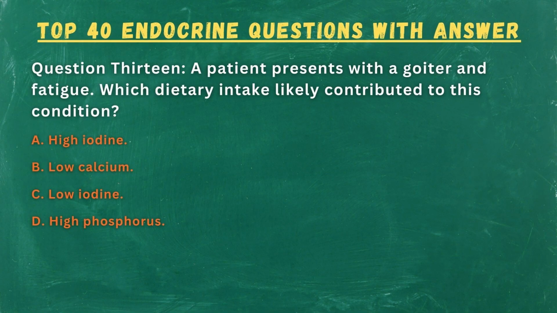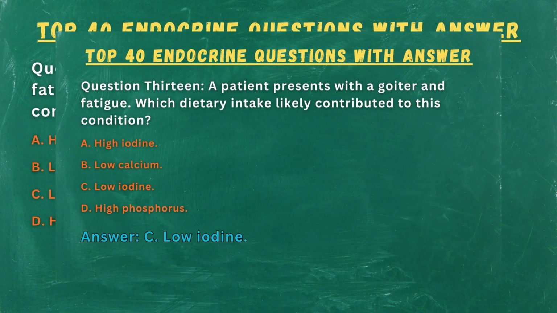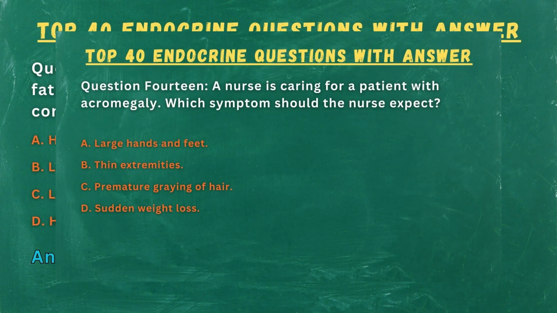Question 13. A patient presents with a goiter and fatigue. Which dietary intake likely contributed to this condition? A. High iodine. B. Low calcium. C. Low iodine. D. High phosphorus. Answer: C. Low iodine.